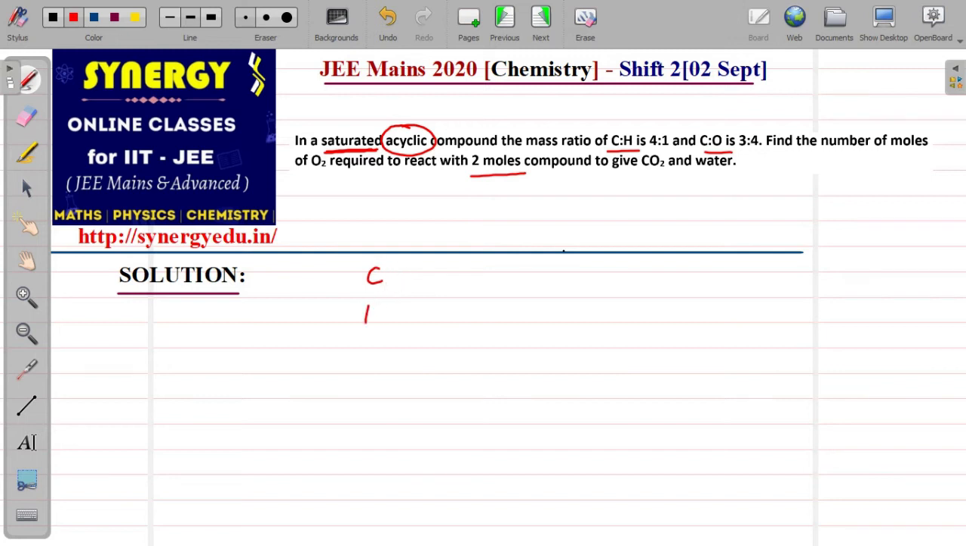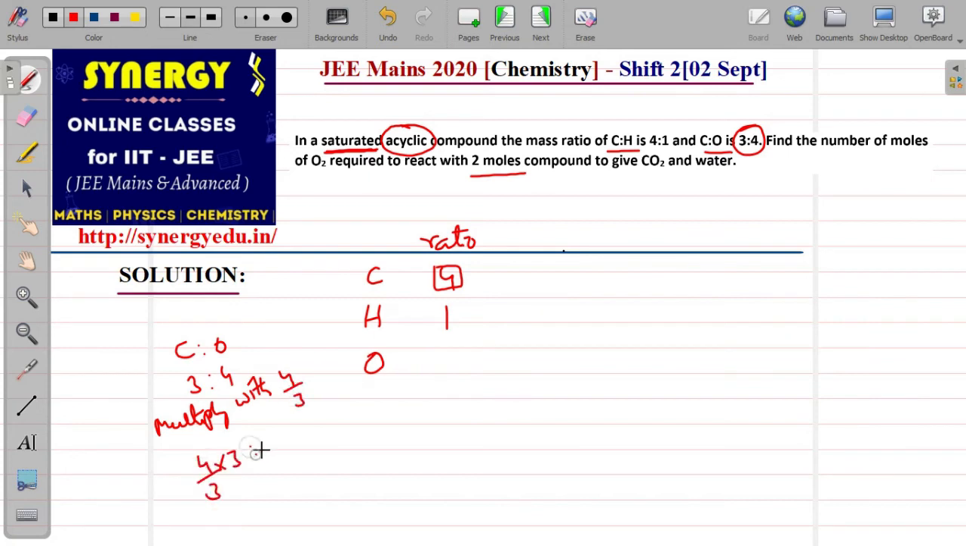Now carbon, hydrogen, oxygen: the carbon to hydrogen ratio is 4:1. Next, the carbon to oxygen ratio is given as 3:4, but here I have taken carbon as 4. So if I multiply this ratio by 4/3, 4/3 into 3 and 4/3 into 4, the ratio now becomes 4 to 16/3.